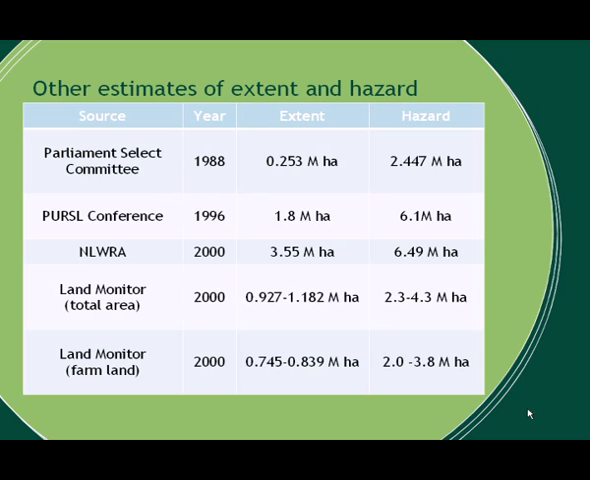And here and throughout the rest of this talk, we'll refer to that as salinity hazard. And the sum of all that worked out to be about 2.5 million hectares of land that had some potential hazard in the future. In 1996, hydrologists across Western Australia were asked to combine multiple techniques to estimate the extent of salinity.